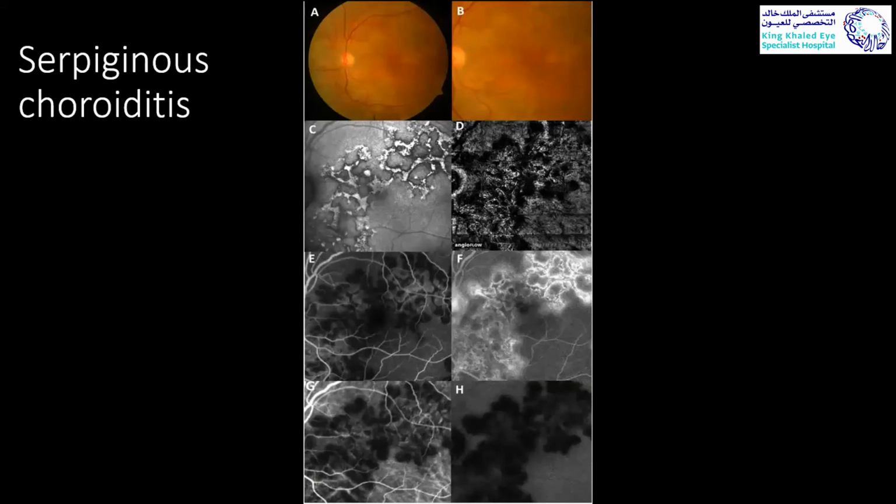This is another case of serpiginous-like choroiditis. It's a case of TB, and you can see during the active stage in A and B, yellow subretinal lesions with some RPE changes. And in C, this is the autofluorescence. It shows the hyperautofluorescence of these active lesions. And if you do angio-OCT at the level of the choriocapillaris, you will see clearly the choriocapillaris blood flow void. And in E and F, this is the fluorescein angiography characteristic, early hypo and late staining. And G and H, this is the ICG. It shows persistent hypofluorescence during all the frames.